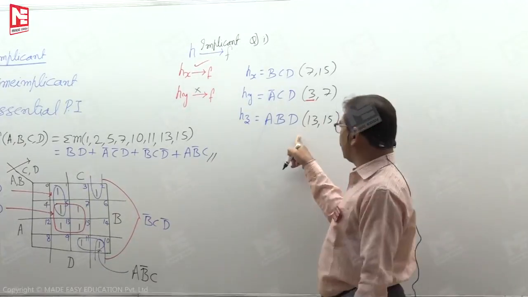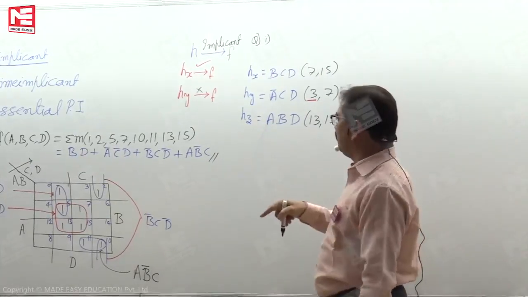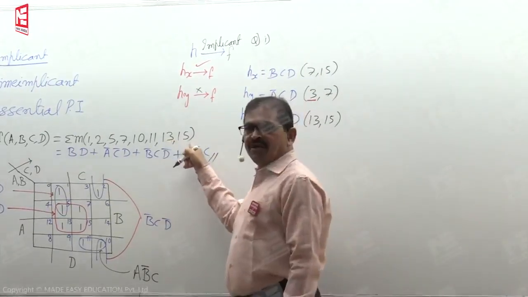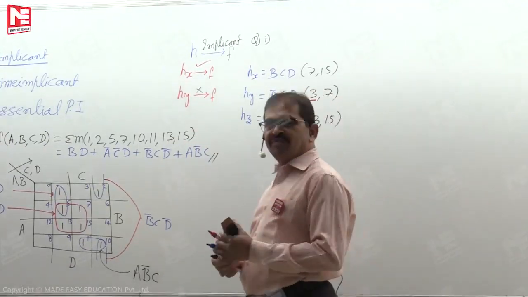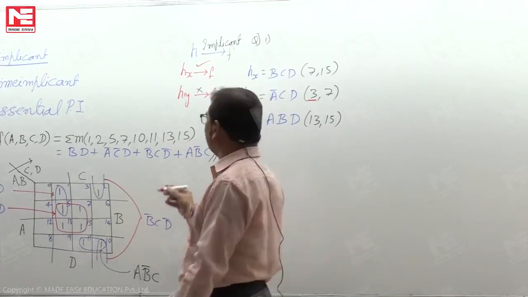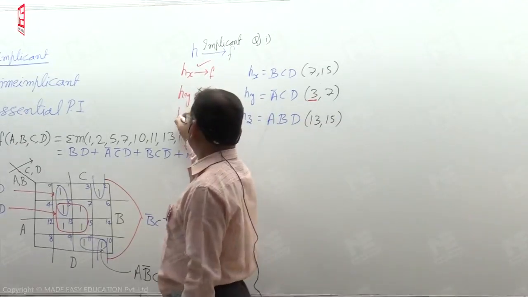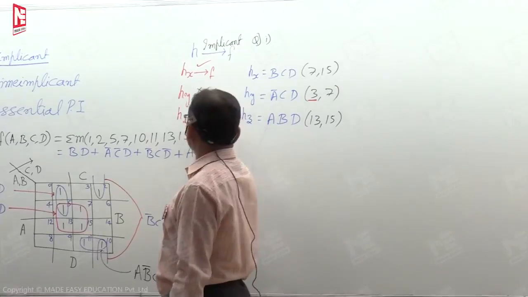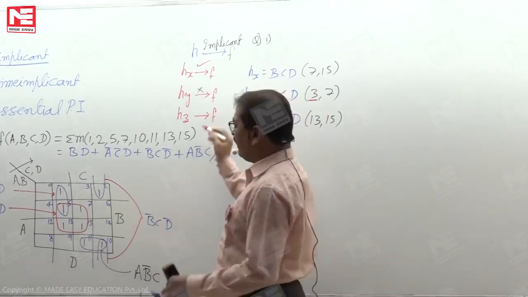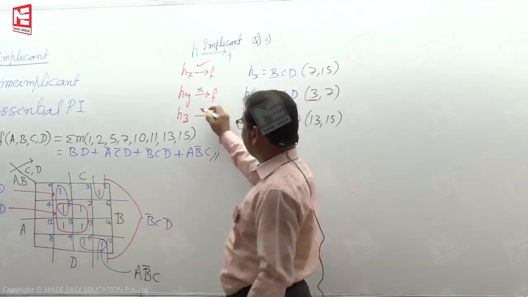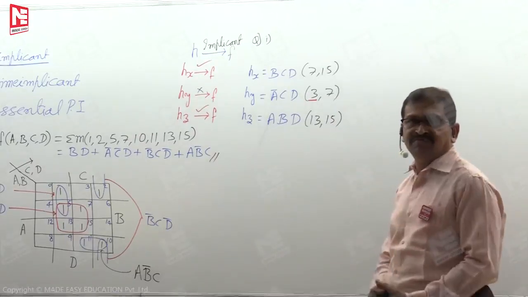Similarly, for HZ, the product has the grouping of cells 13 and 15. Both 13 and 15 are min terms of the given function F. Once 13 and 15 are min terms of the function F, the conclusion is that the function F is covering the product HZ. So HZ is an implicant of the function F.